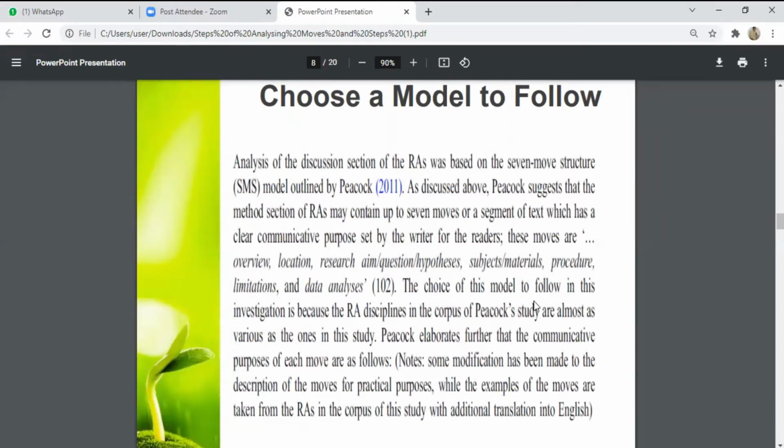The choice of this model to follow in this investigation is because the research article disciplines in the corpus of Peacock's study are almost as various as the ones in this study. So in Peacock's study, the articles also came from various different disciplines of journals. So it is similar to this study. And therefore, I chose the model suggested by Peacock.